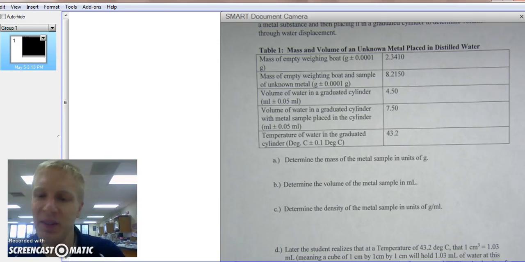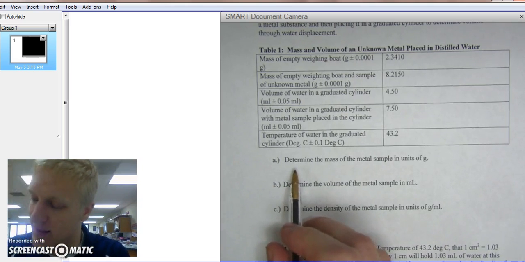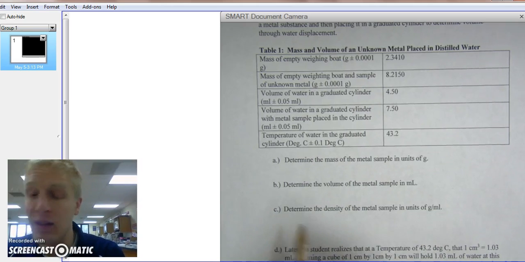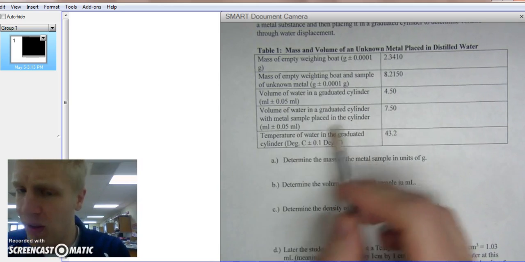Hello there. In this video I'm going to be going over a lab-based question that ultimately looks for density, and along the way we are going to be using correct significant figure rounding. Okay, so first question, determine the mass of metal sample in units of grams. We've got all this data.